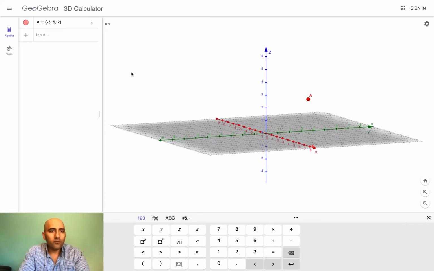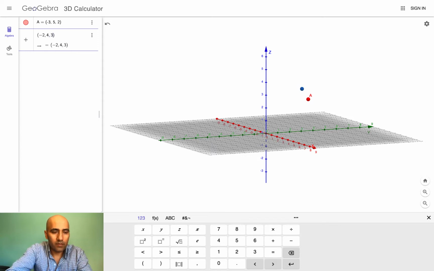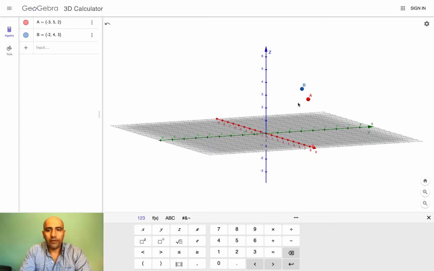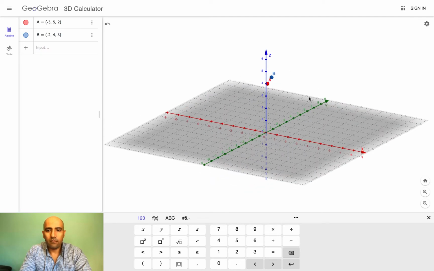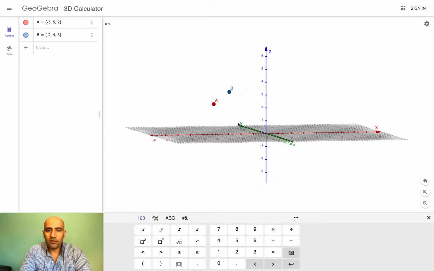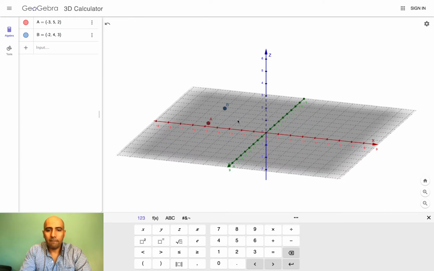Okay, so that's just one point, but we can graph more points. So if we had, I don't know, about (-2, 4, 3). Here's another point, point B. Right, so we can start to stack up lots of different points.